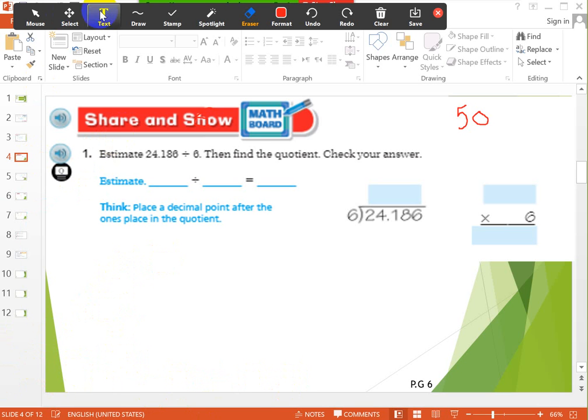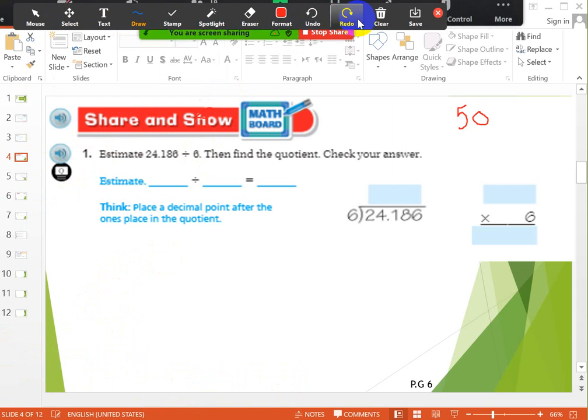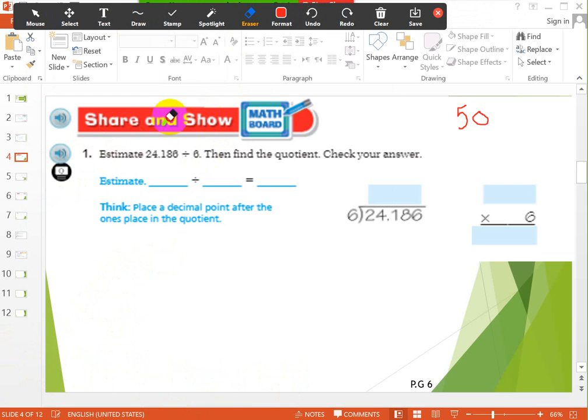Okay, girls. Now, let's find the answer for this division. Okay, first thing I want to estimate 24.186 divided 6. How I will find the answer here, I want to estimate and find the answer, then I want to check here to know if my answer is correct or not.